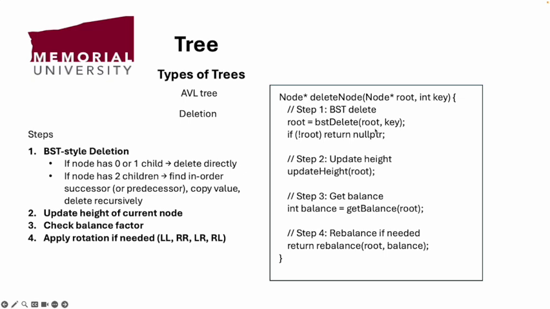Binary search tree delete: pass the root node and the key value, right? The value you want to delete. Okay. And then update the height, get the balance, and then rebalance if you need to. So pretty much most of the code is the same as the insertion, except the first step. Okay.